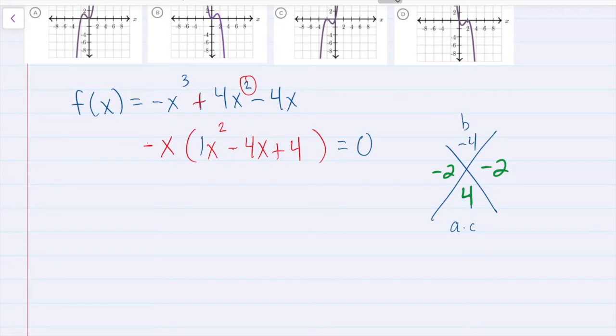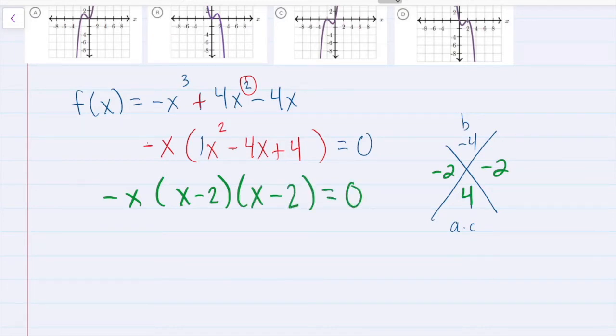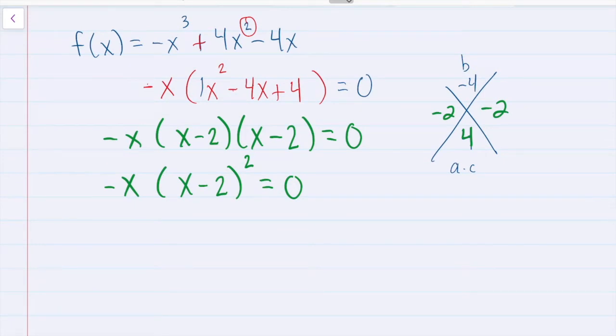Now, let's keep rewriting this, guys. Negative x, parentheses, x minus 2, parentheses, x minus 2, equal to 0. Well, guys, aren't these the same parentheses? So couldn't I just rewrite it and say negative x, parentheses, x minus 2 squared equals 0? Now you're talking. Let's separate them so we can solve for x. One of my zeros could be negative x equals 0, or x minus 2 squared equals 0.